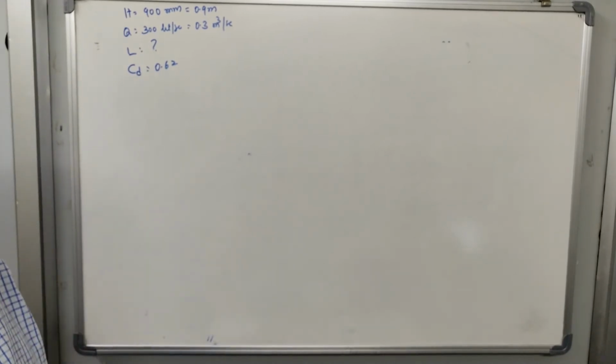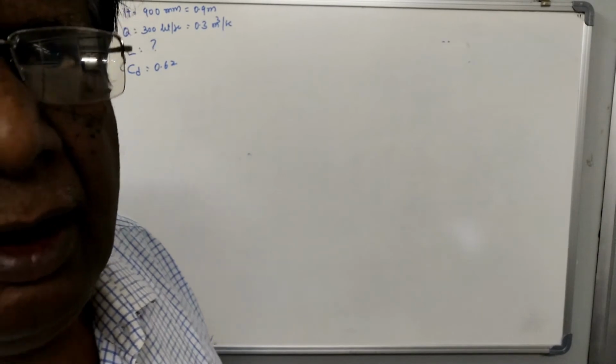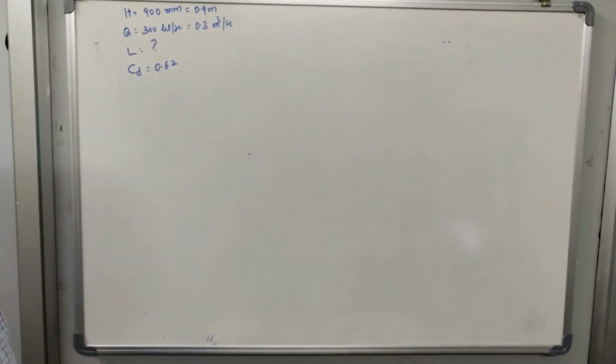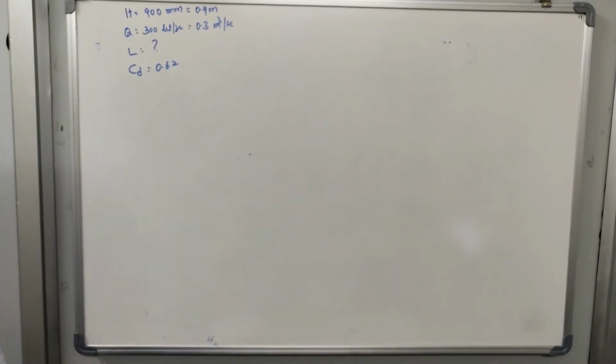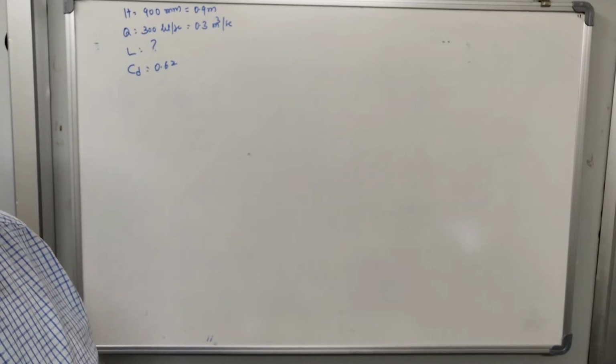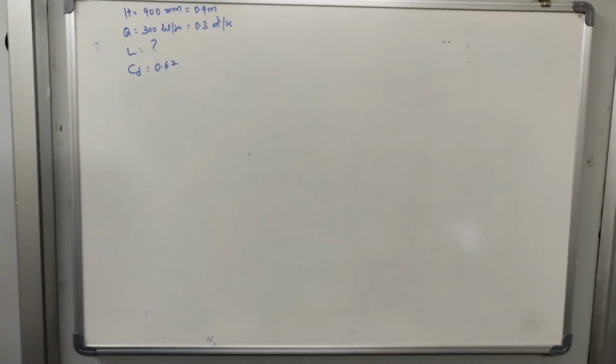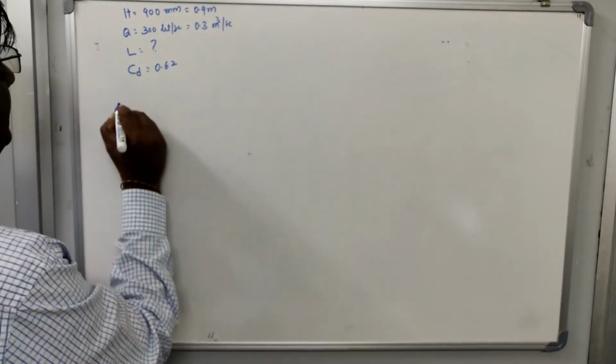Okay, that is the suitable one. If it is given in the question paper, you take that value only. If not given, you assume any value between 0.65 to 0.7. So here again the same discharge equation.